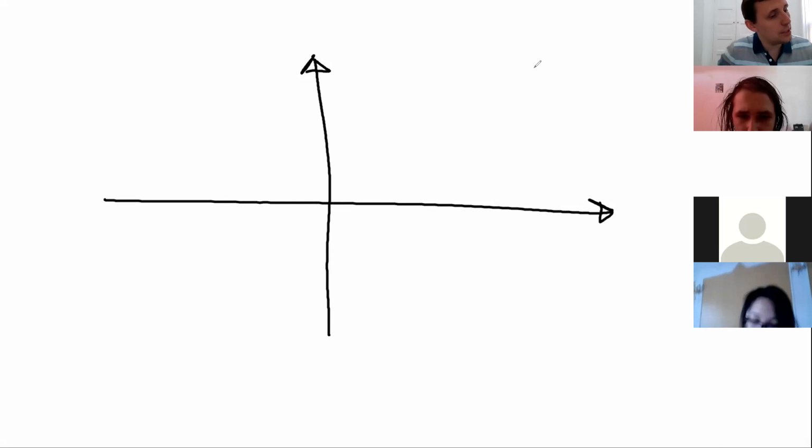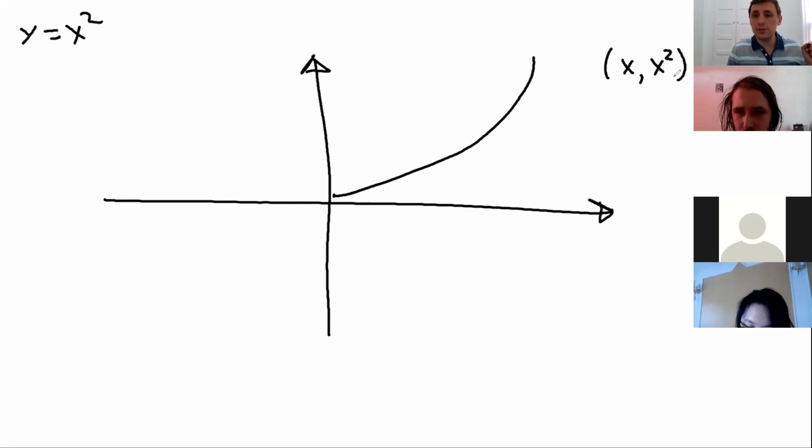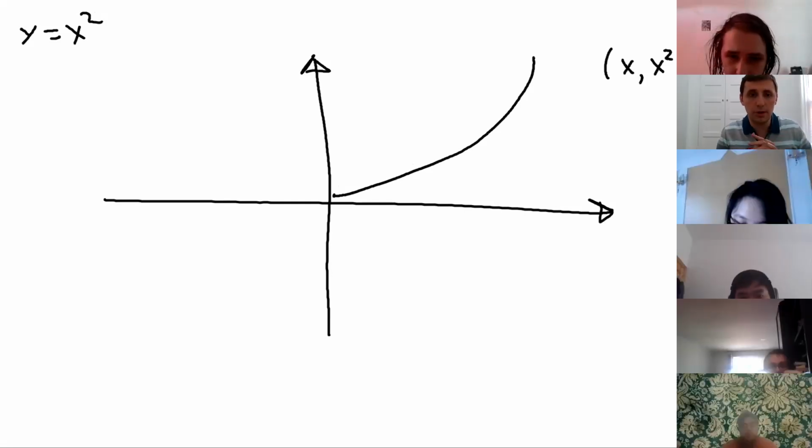So guys, this graph is part of y equals x squared for the positive part of the x-axis. What does it mean that y equals x squared? That simply means that the second coordinate is the square of the first. Do you agree? Second coordinate is the square of the first.